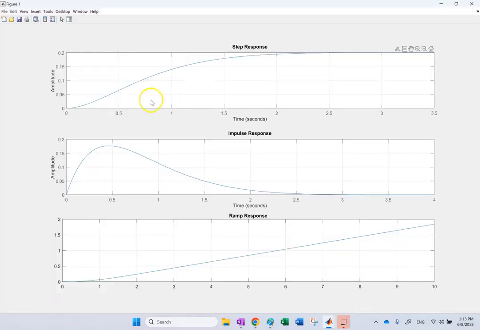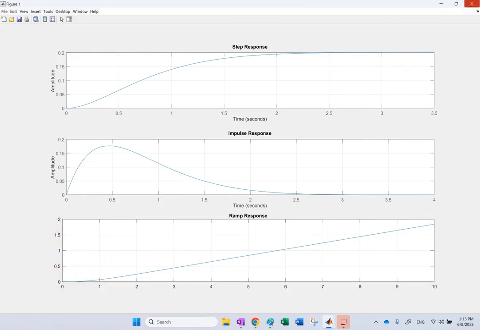Okay, so this is your step response. As I said, it is converging to 0.2. This is your impulse response, and this is your ramp response. And if you want, you can plot the inputs on top of them, so you can here plot the unit step function. Impulse is just not easily showable, and here you can plot a ramp function.